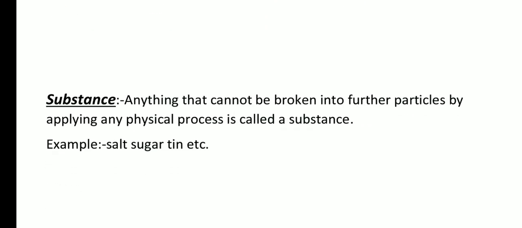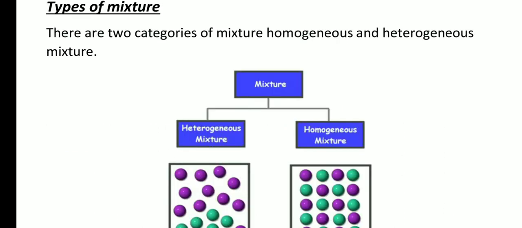Now substances. Anything that cannot be broken into further particles by applying any physical process is called a substance. Examples of substances are salt, sugar, tin, etc. Types of mixture. There are two types of mixture, homogeneous and heterogeneous mixture.